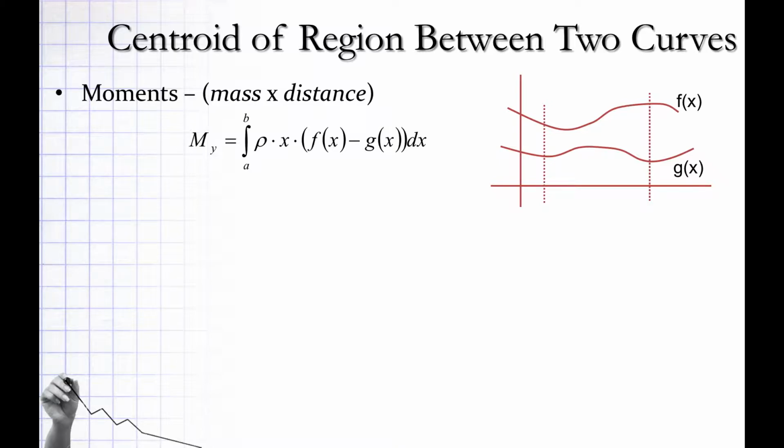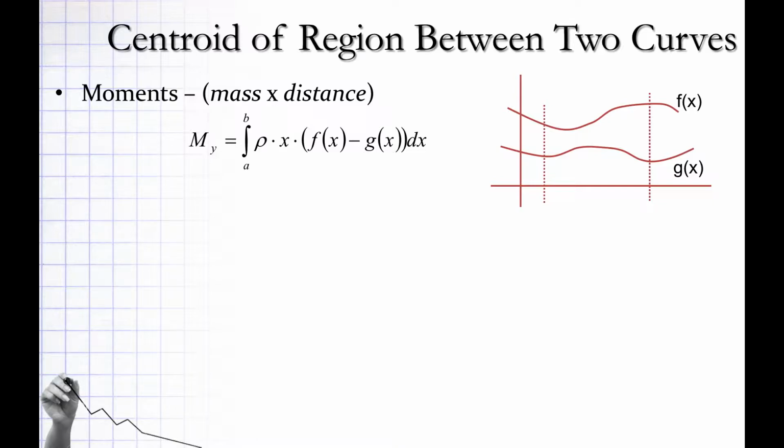So this is the moment about y. If we were trying to find x, this is going to help us with our x coordinate. I feel like I could easily see myself getting confused there. What does the P mean again? That is density. It's rho. Rho is density. It looks like a P, but it's a Greek rho.